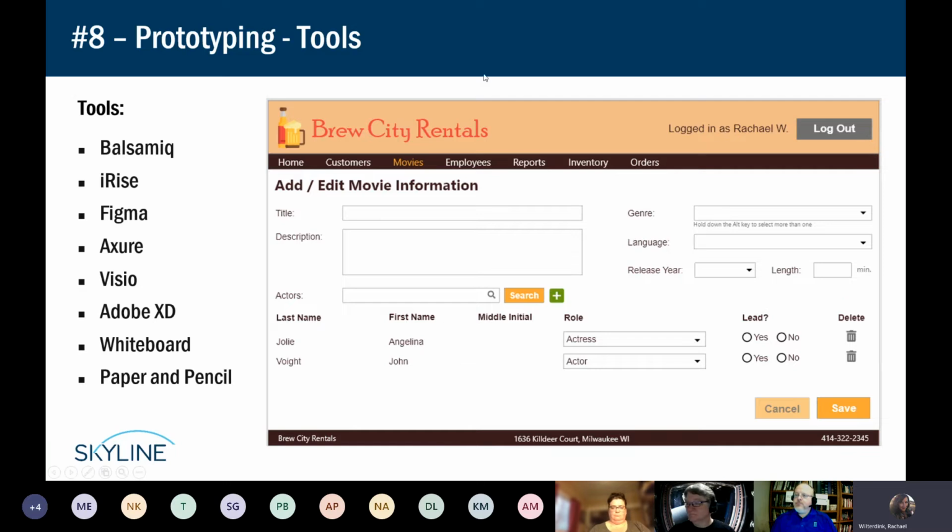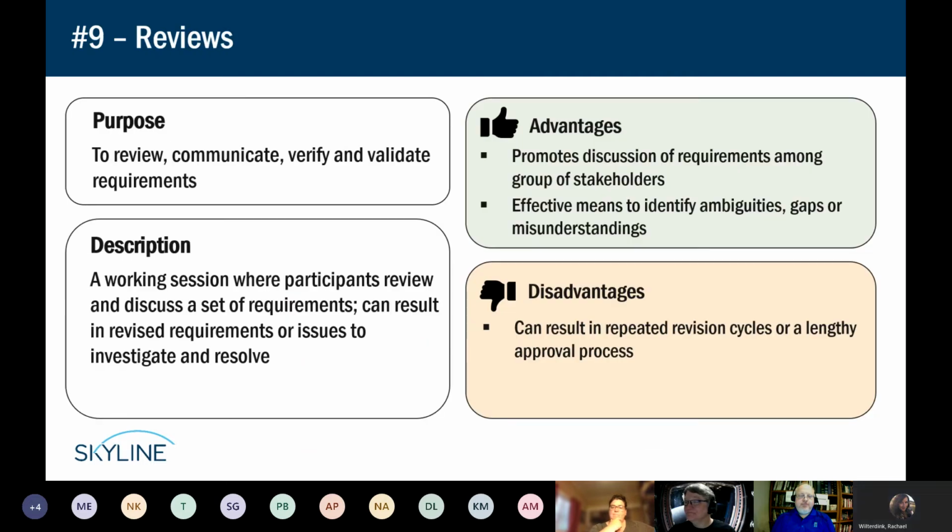And I just threw this prototype together here. It's just a fake thing that I made up. So I don't know that I'm the most skilled designer in the world, but hey, it was real quick and dirty to put this together.